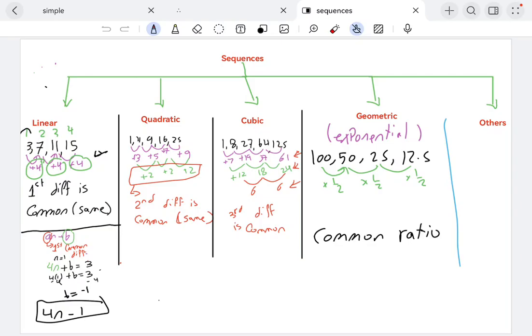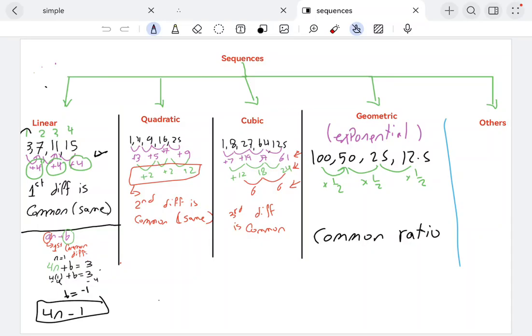Okay, in part 1, we identified the type of each sequence: linear, quadratic, cubic, and geometric, or we call it also exponential. In this part, we are going to find the nth term of cubic sequence and the nth term of geometric sequence, and also how to find the nth term of other sequences.